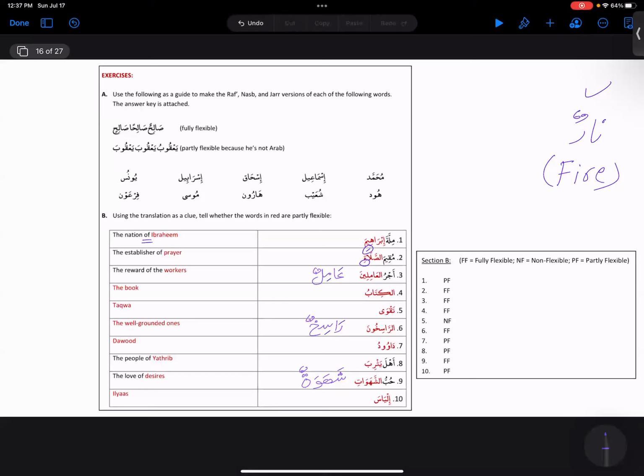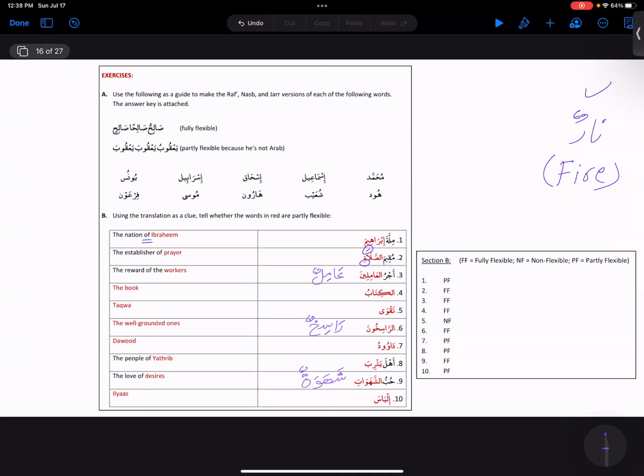Okay, now Muhammadun. So these are the words we are going to use. Let's do it quickly, because I want you to be really good at flexibility. When I say Millata Ibrahima, we learned that the translation is the nation of Ibrahim. So now the nation belongs to Ibrahim, right? So what should the status of Ibrahim be? Jar. But we cannot say Millata Ibrahimi. We are going to say Millata Ibrahima.